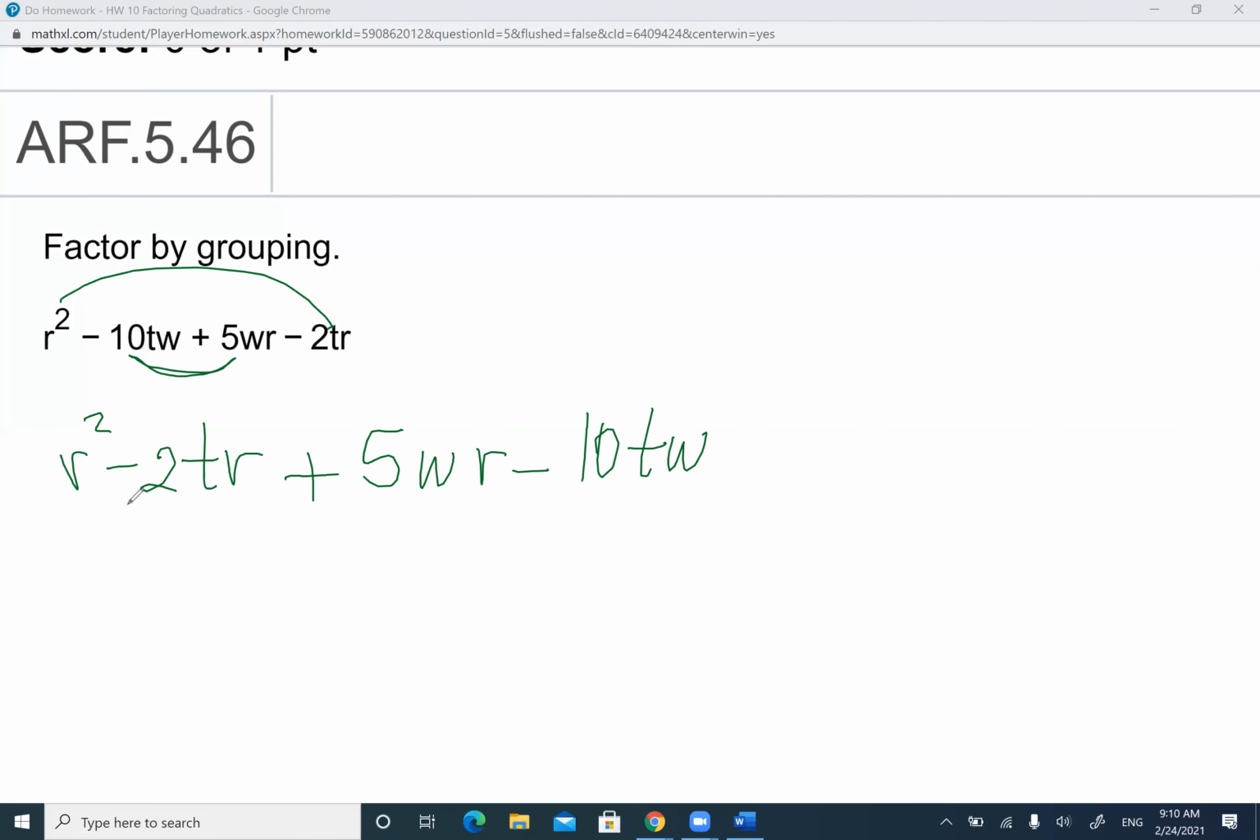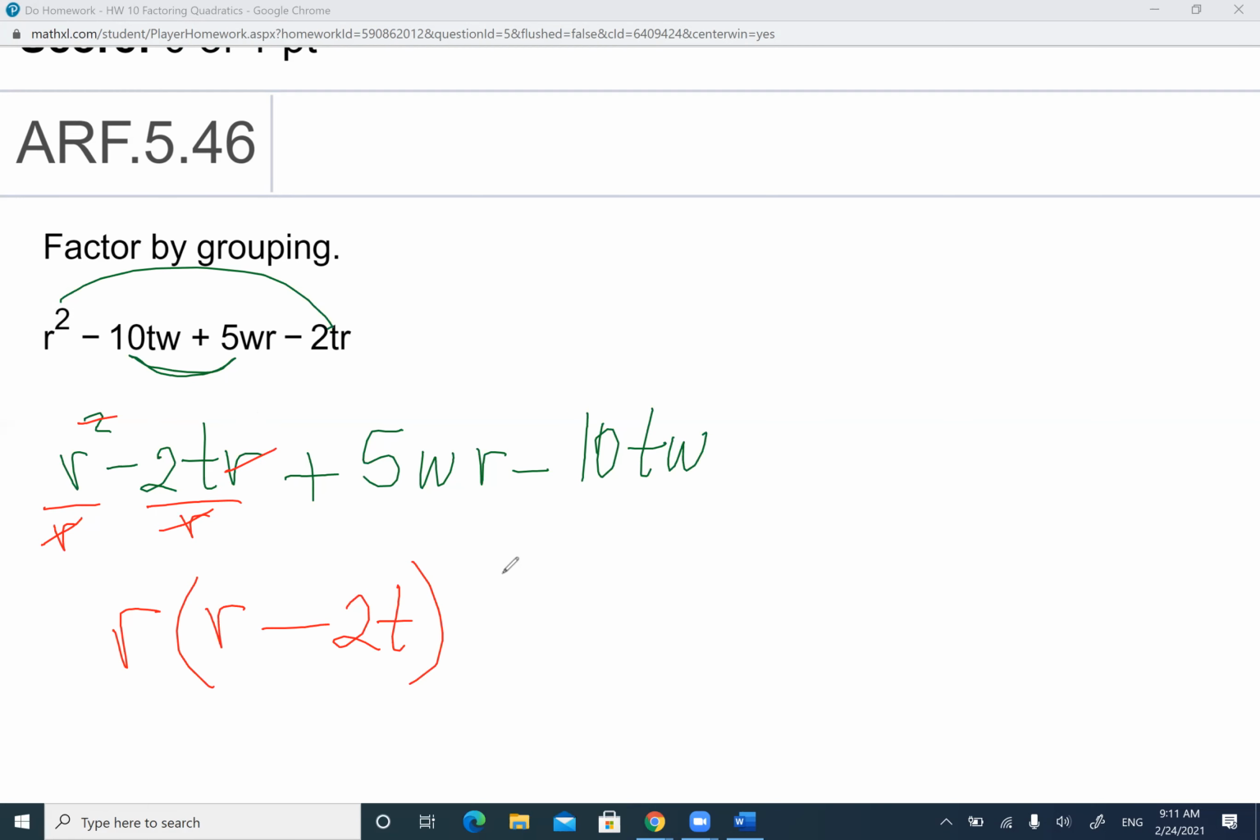So in the first group, what do they have in common? They have r. So in the first group, I'm going to divide both of those by r. That's the common factor, r. So I'm going to pull out r, and let's see what is left. R squared divided by r is only 1r, minus r and r cancel, so 2t is left. This is the first group.